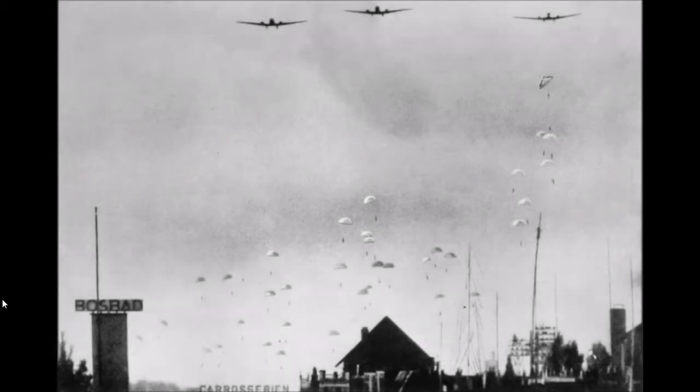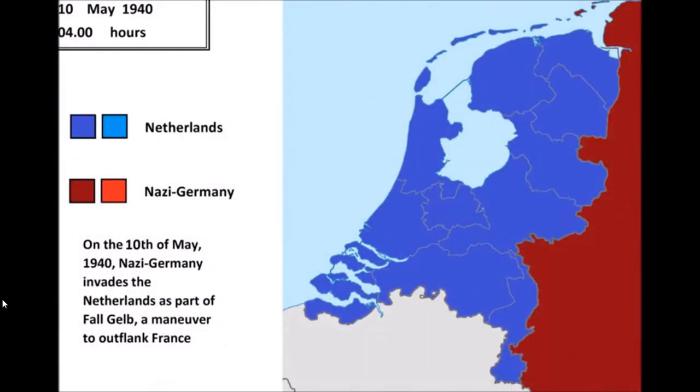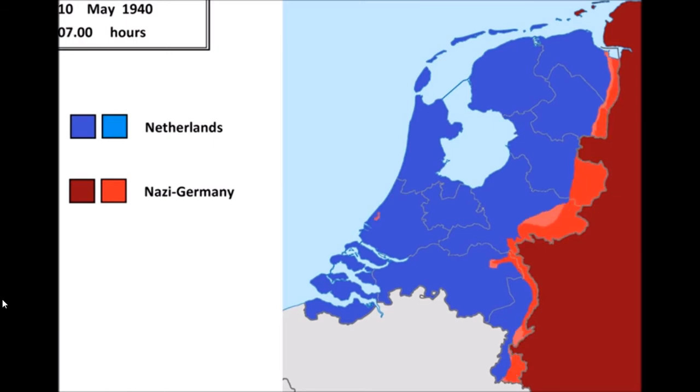So May 10th, here we have JU-52 Junkers aircraft, which are dropping paratroopers over Holland. On the 10th of May, 1940, Nazi Germany invades. You can see here, this is just a quick demonstration, the Netherlands, on the 11th to the 12th of May, and how quickly this happened, within 5 days.